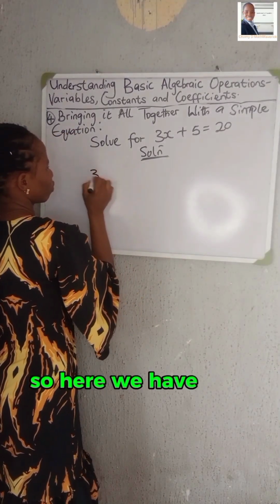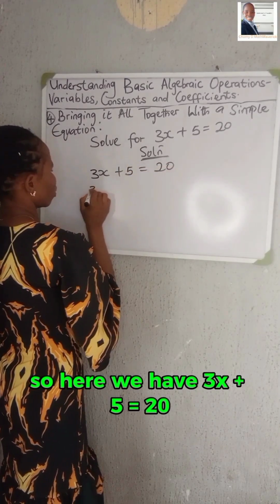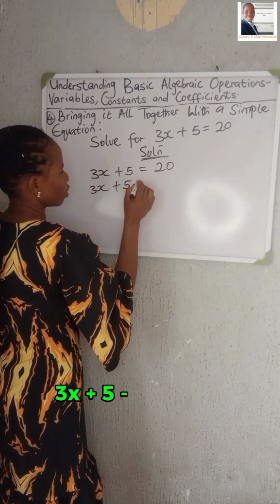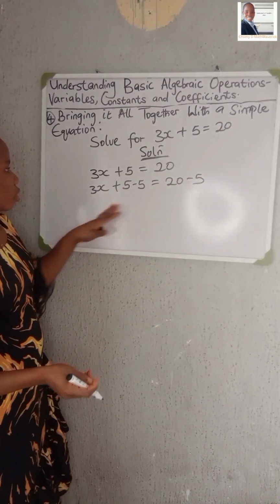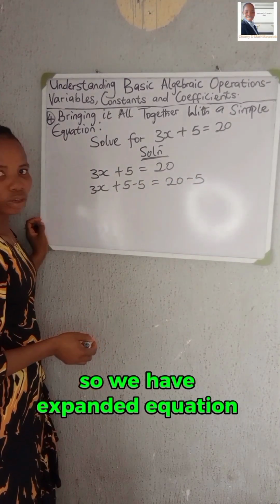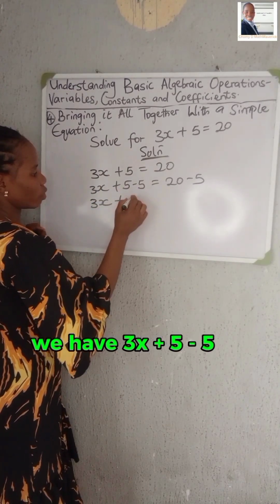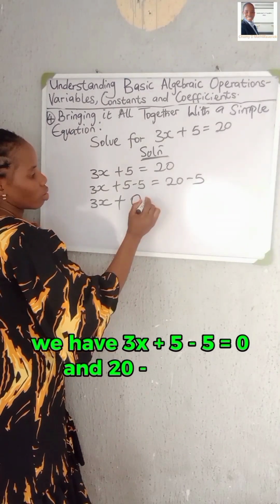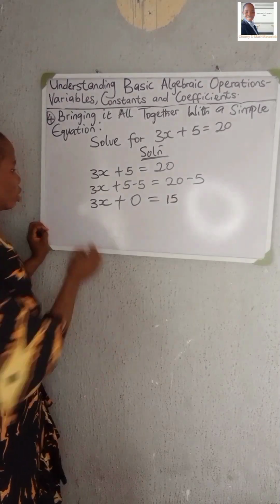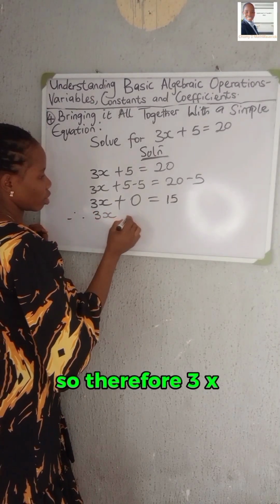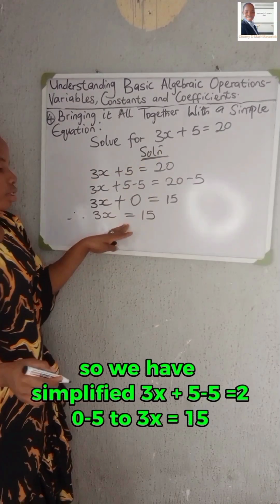So here we have 3x plus 5 equal to 20. 3x plus 5 minus 5 equal to 20 minus 5. So we expand the equation. We have 3x plus 5 minus 5 will give us 3x, equal to 20 minus 5 will give us 15. So therefore, 3x equal to 15. So we have simplified this to this.